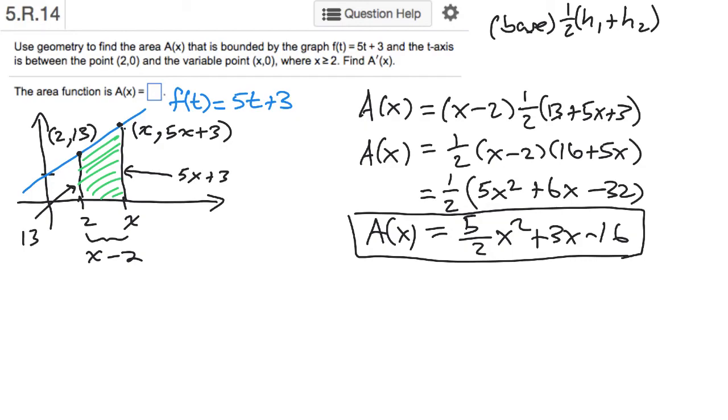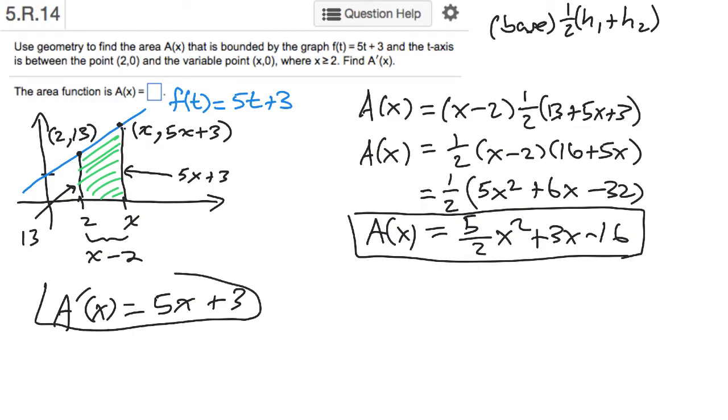The second problem is asking for A prime of x. I think there's a problem in between where they ask about the graph of that, but it's multiple choice. The derivative, it's nice that we have this multiplied out because the derivative now is just a simple derivative of what I have in the box. So the derivative of 5/2 x squared is 5x. The derivative of 3x is 3. And this formula should look familiar because this is the same as the original function that we started with.